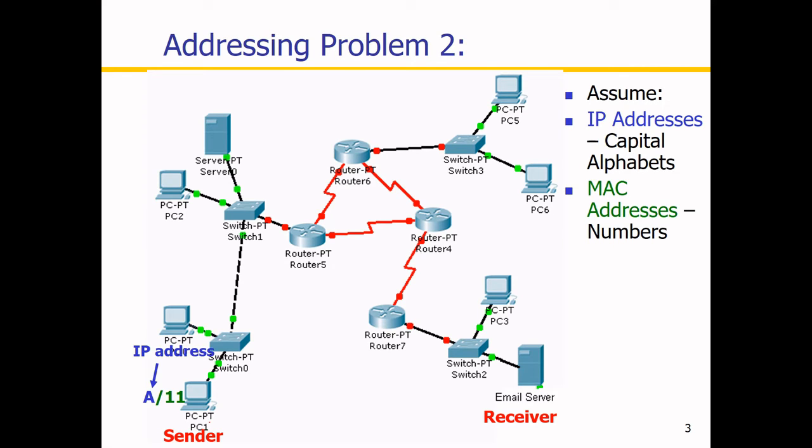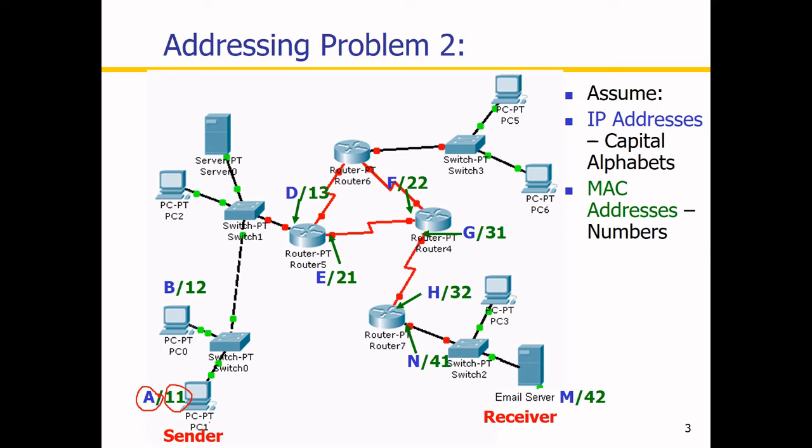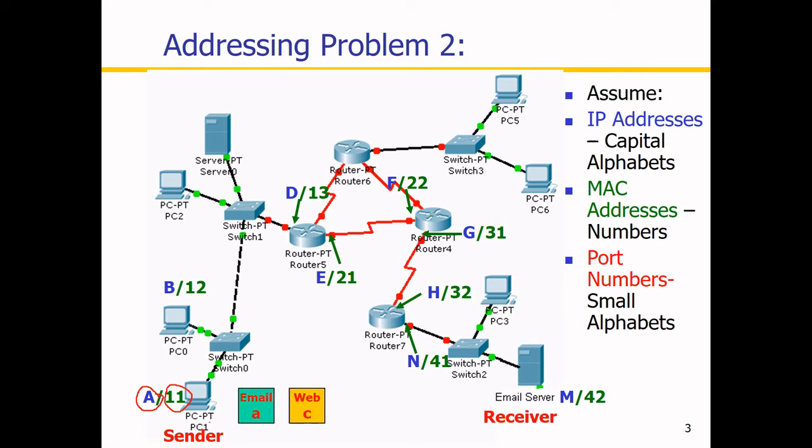You basically have uppercase letters representing the IP addresses and the digits representing the MAC addresses, and you have IP and MAC assigned to every device and the router interfaces. Additionally, lowercase alphabets, or small alphabets, are going to be our port numbers. Okay, and this is our process identifier. So suppose you are using PC1 and you're using the email service and you're also using a web browser. The port number for email is A and the port number for web is C.